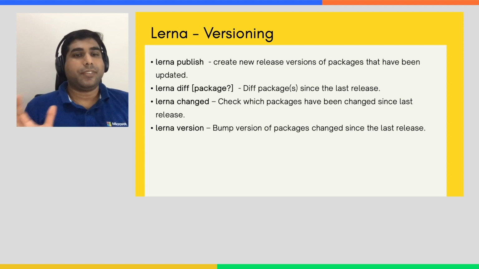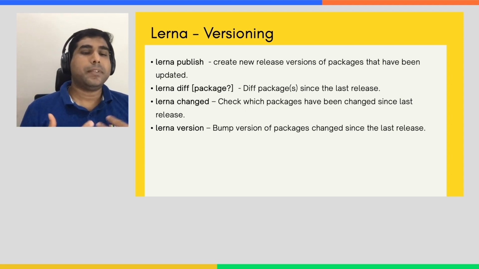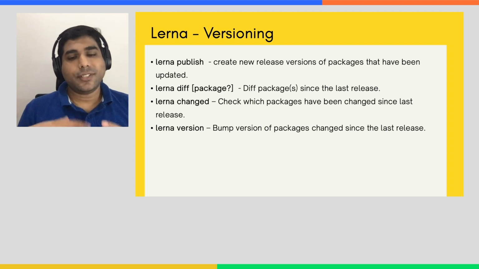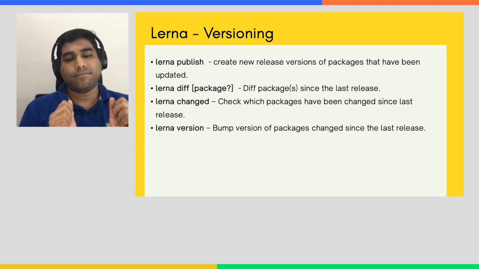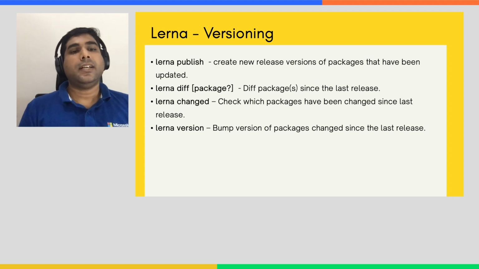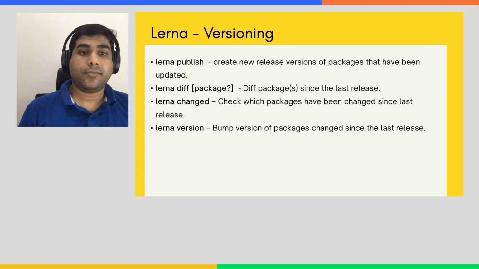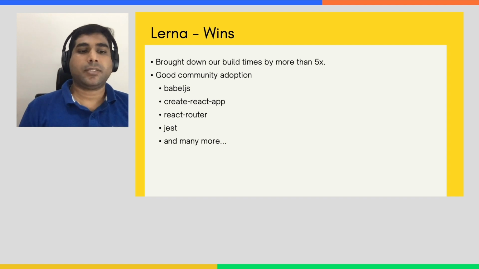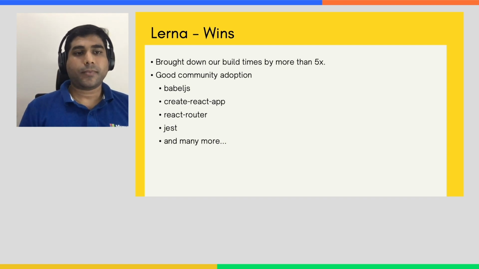Let's look at some of the wins that we got out of Lerna. Lerna helped us bring down our build times by more than 5x. Even our watch times improved so much. And we are continuously trying to improve how developer productivity can always increase, right? Lerna also has very good community adoption, which means it's quite reliable. It is adopted by popular JavaScript monorepos like Babel, React Router, Jest, and many more.